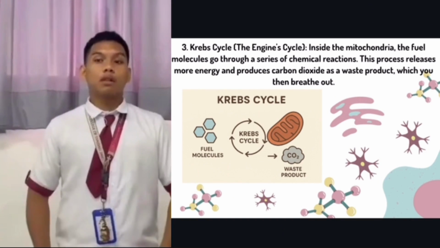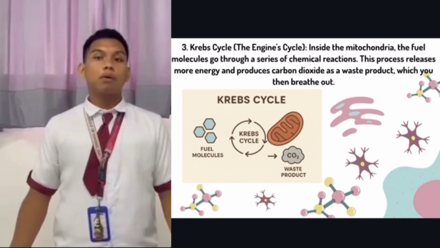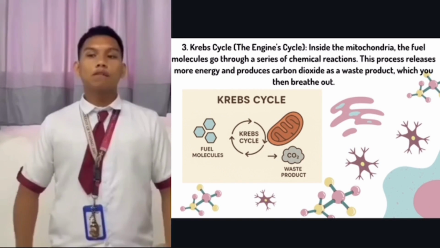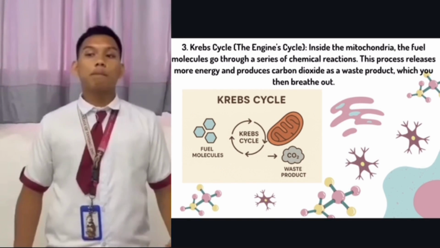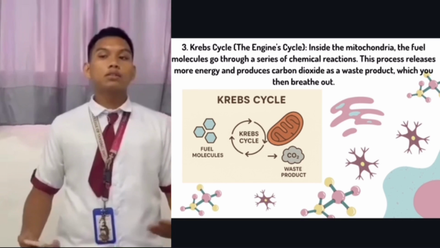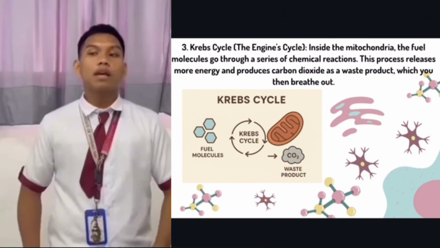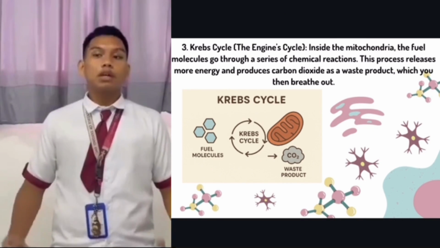So here's the last one, the electron transport chain, the power generator. This is the final and most important step, also happening in the mitochondria. Oxygen is used here to create a large amount of ATP. This is where the majority of the energy is generated.